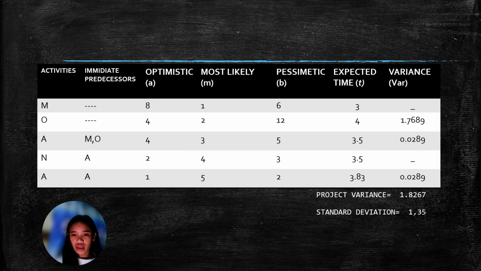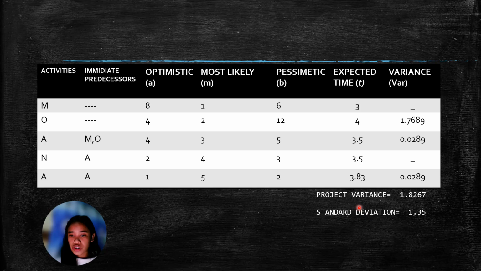So we have here the expected time of activity M, which is 3. The expected time of activity O is 4. And both activity A and N had the same expected time, which is 3.5. And we have also here the expected time of activity A, which is 3.83.